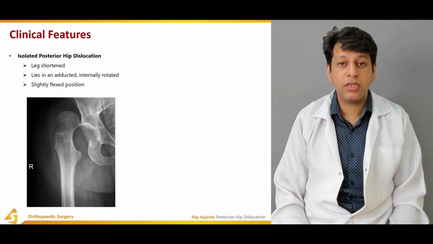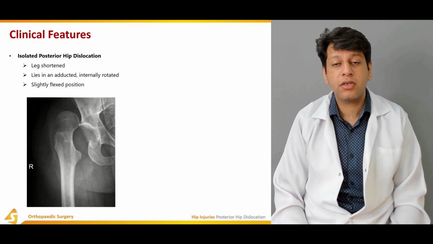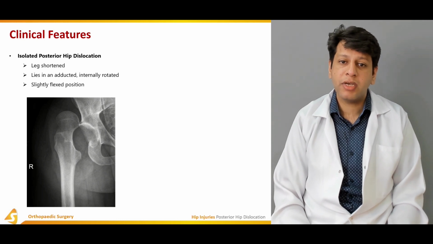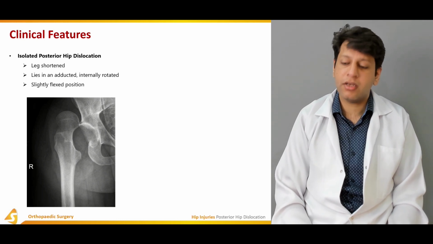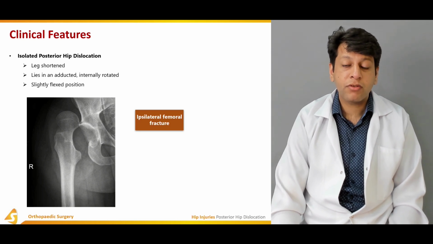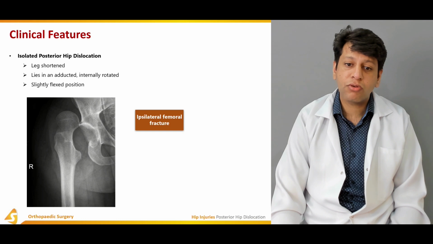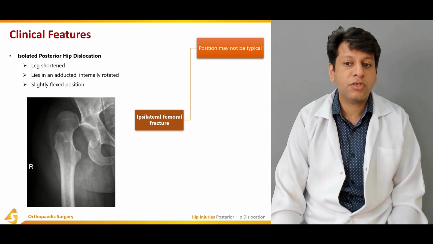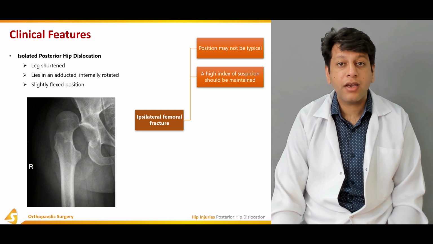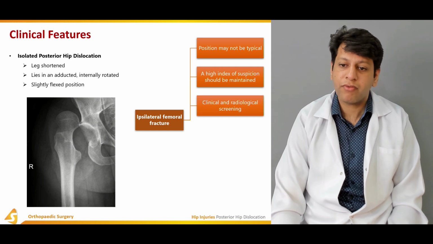Now once you see this, it is important to note that this patient has suffered a trauma, such as a motor vehicle crash. The management has to go as per ATLS guidelines. If it is a complex kind of dislocation, there could be an ipsilateral femoral fracture as well. The position may not be very typical. We should have a very high index of suspicion for neck, head as well as shaft of femur fracture.